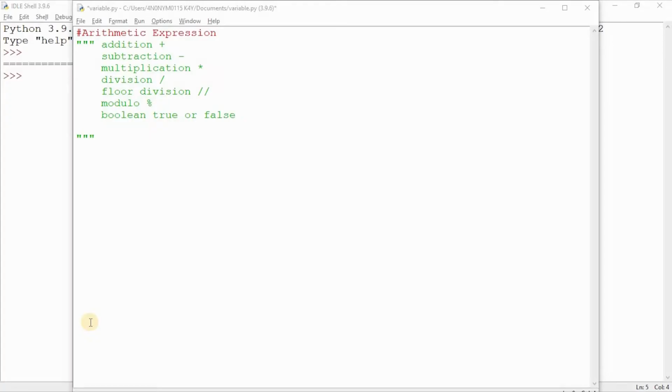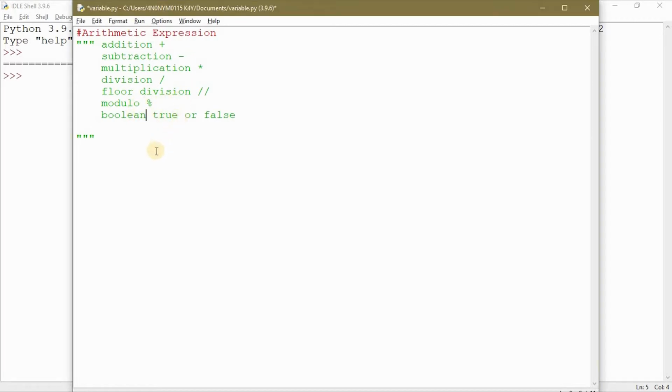Welcome back to Python programming, hosted by Archaic Community. We are in the arithmetic expression, and we have these categories: addition, subtraction, multiplication, division, floor division, modulo, and then the boolean, which is either true or false. So guys, let's get started.